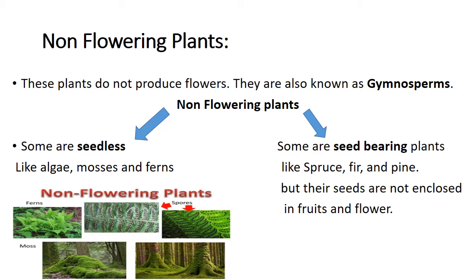Some are seed-bearing plants like spruce, fir, and pine, but their seeds are not enclosed in fruit and flower. Some of the non-flowering plants do have seed, but their seeds are not converted into fruits and flowers. So basically, non-flowering plants do not produce any fruit or flower.